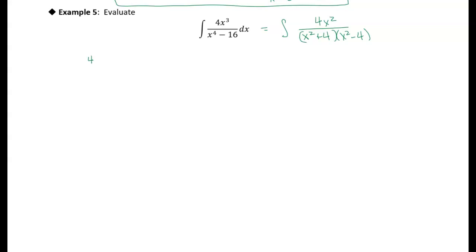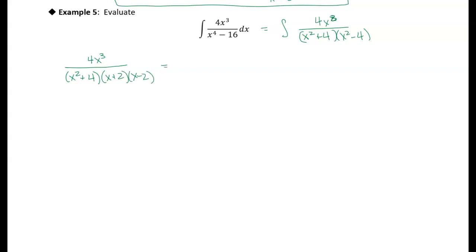So I have 4x, oops, that's 4x cubed, isn't it? It should be a cube. 4x cubed. And then when I get the denominator completely factored, I have this x squared plus 4, which can't be factored. It doesn't have any real solutions, right? If I tried to solve this, I get imaginary solutions. And then the x squared minus 4, though, is a difference of two squares. So that's going to be x plus 2 times x minus 2.